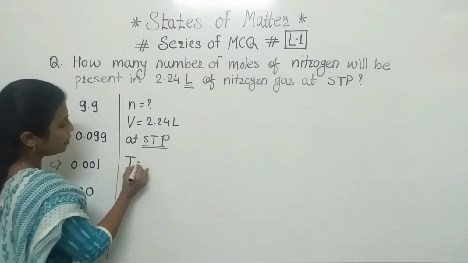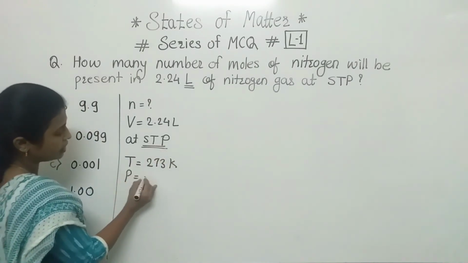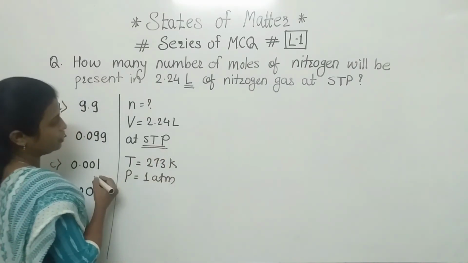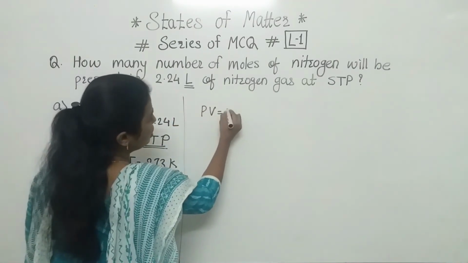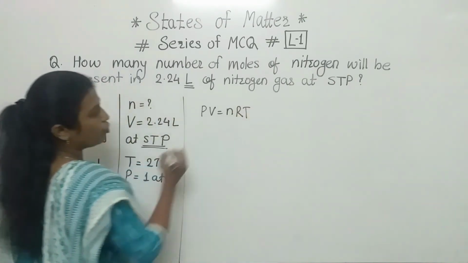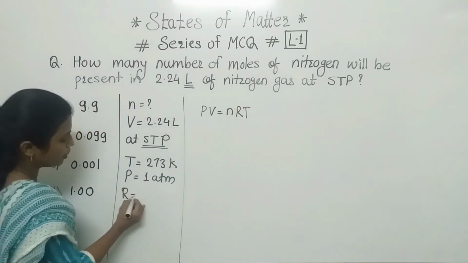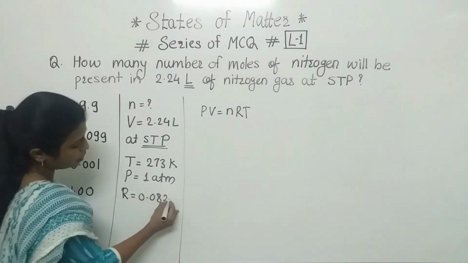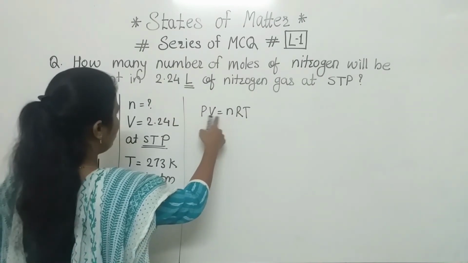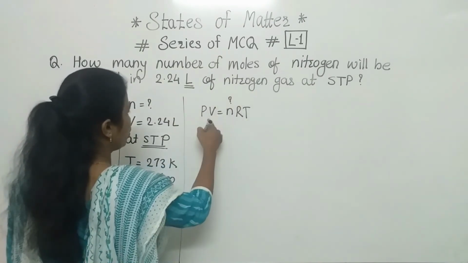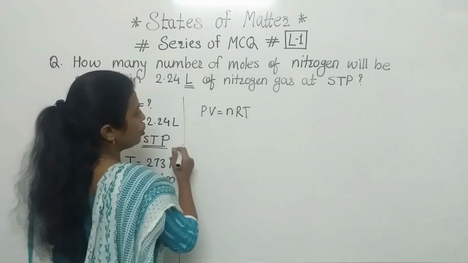What is the standard temperature? That is 273 Kelvin, and standard pressure is 1 atmospheric pressure. So if we consider this data, we can say that PV = nRT. That formula we have to use. Now only the R part remains, and that R value is 0.0821. So pressure we know, number of moles we have to find out, volume is given, R is known to us, and temperature is also known to us.